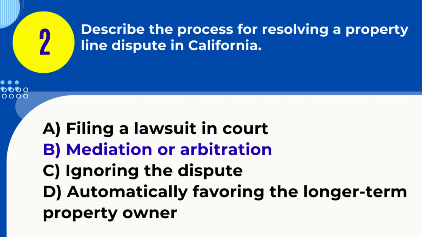Answer: B. Mediation or arbitration. Explanation: Property line disputes in California are commonly resolved through mediation or arbitration. These methods provide a platform for the involved parties to discuss and reach a mutually acceptable resolution without resorting to litigation.